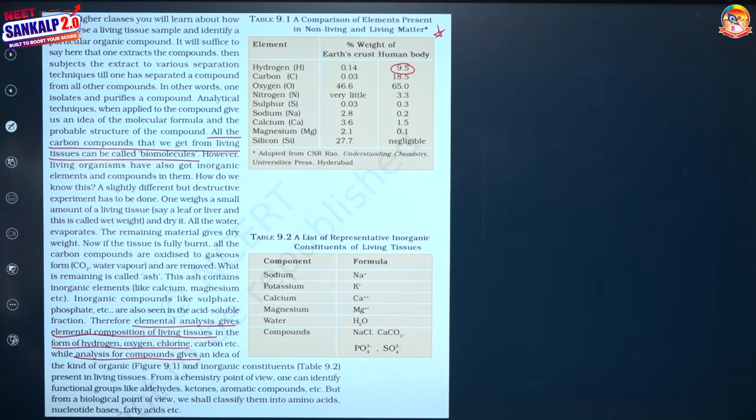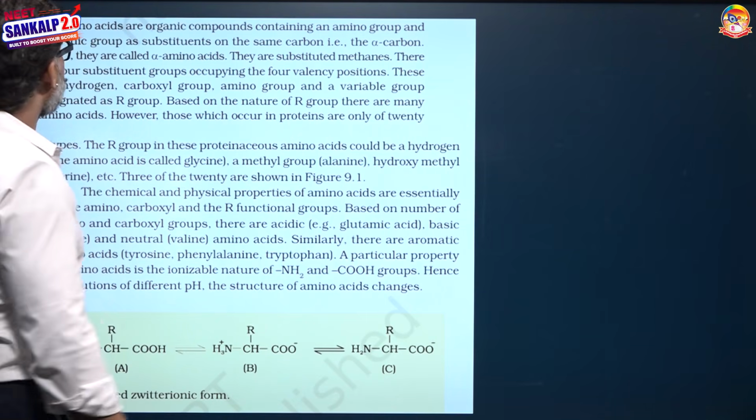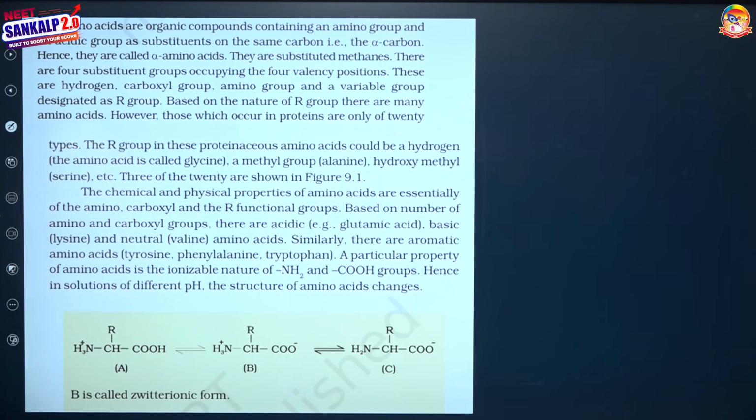In living tissues, from a chemistry point of view, one can identify functional groups like aldehyde, ketone, aromatic, etc. But from the biologist's point of view, we classify them into amino acids, nucleotides, fatty acids, etc. Amino acids are organic compounds containing an amino group and an acidic group as substituents on the same carbon, that is the alpha carbon.